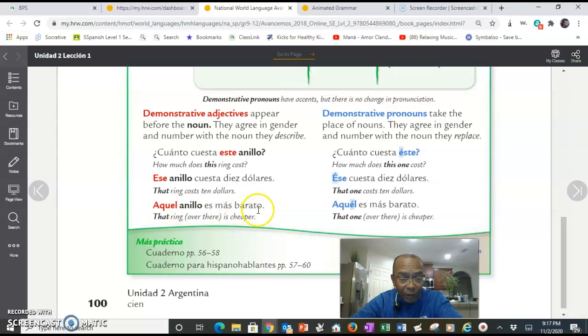Aquel anillo es más barato. That ring over there is cheaper. Aquel es más barato. That one over there is cheaper. The only difference here is that in aquel es más barato, you are not stating what it is. You're using aquel as the demonstrative pronoun.